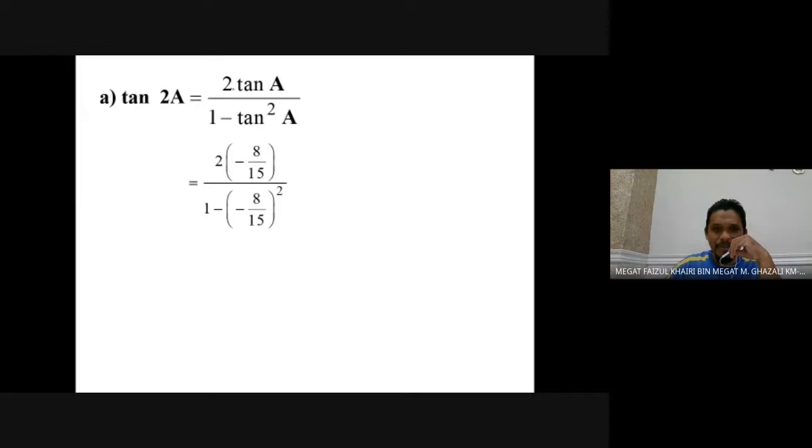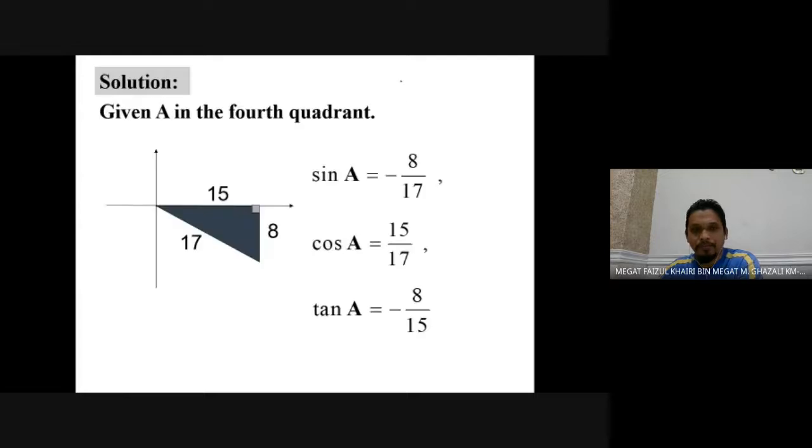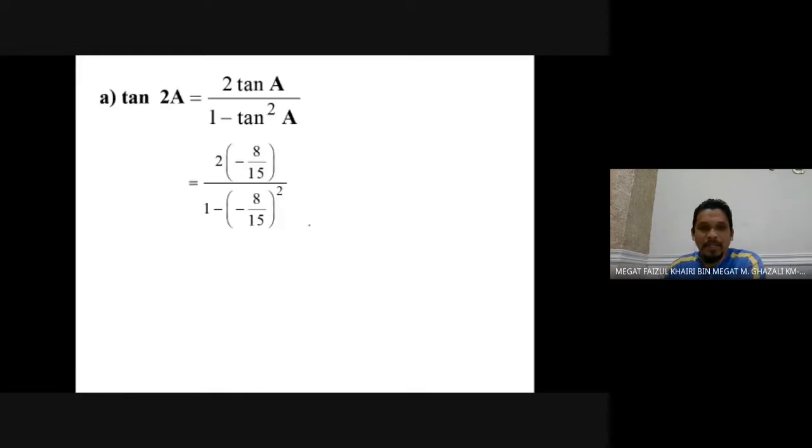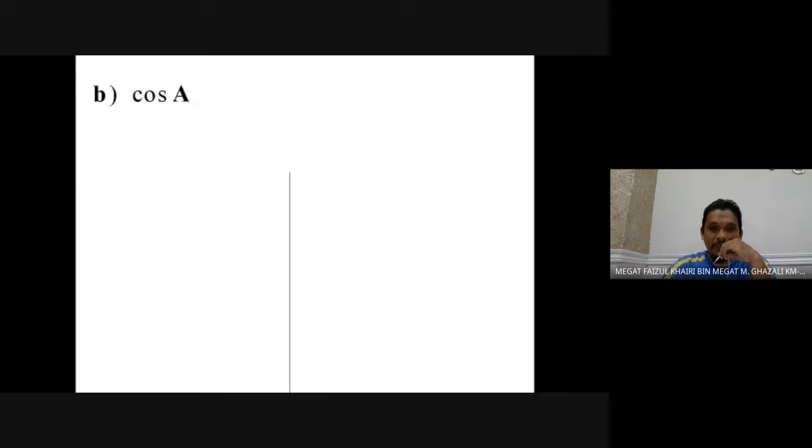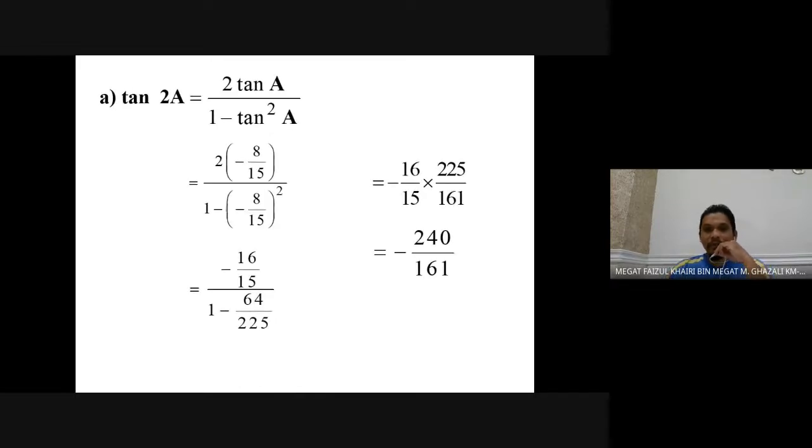So 2 tangent A, where tangent A just now is -8/15, and 1 minus tangent square of -8/15 in bracket square. So then, it gives us -240 divided by 161.